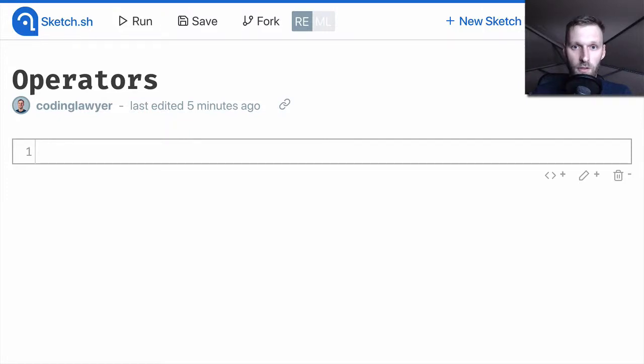In this section, we will talk a little bit more about operators in Reason. Operators are just functions with a particular syntax which allows us to write them down using an infix notation. Infix notation means that operators are written in between their operands, like this.